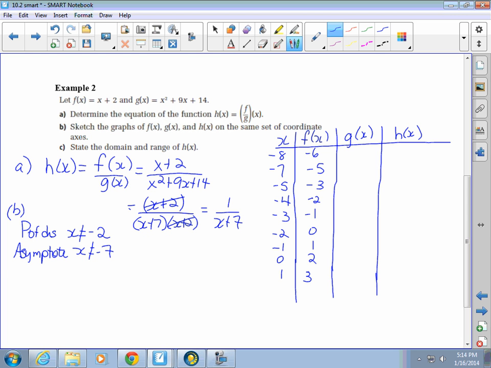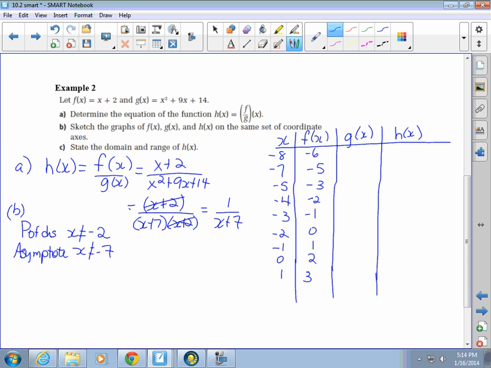So I'm not going to plot every single one of these values. I just want it for you so that you have a clearer picture. And I mean, the f(x) function, because it's just a linear function, is a nice straight line. So it would be easy to draw without a table of values. So let's try it with g(x).